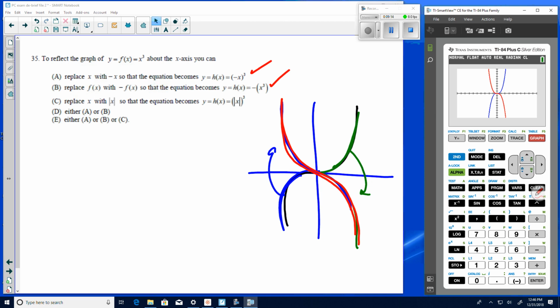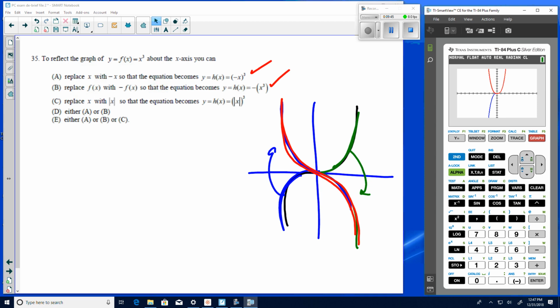Replacing x with the absolute value of x so that the equation becomes the absolute value of x, cubed. I suppose we could try that and see what happens. Let's see, we'll do a parent first, and then we'll throw in the absolute value, which is under Math, Num, and then we'll put in x. We'll close the absolute value, close the parent, and then cube. And here's that picture. And no, that does not do what we want it to do.